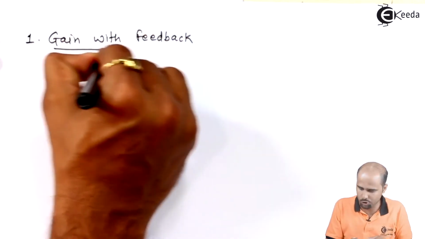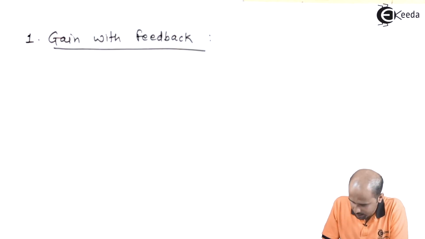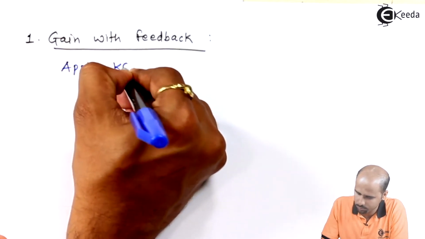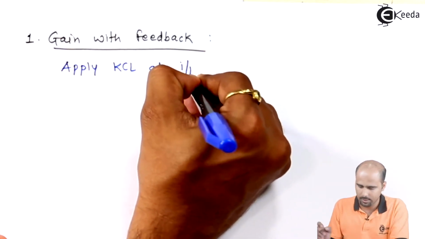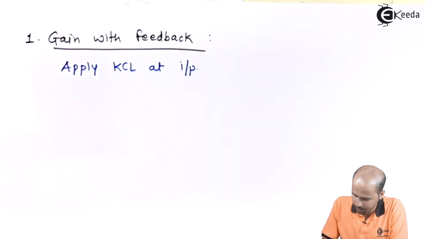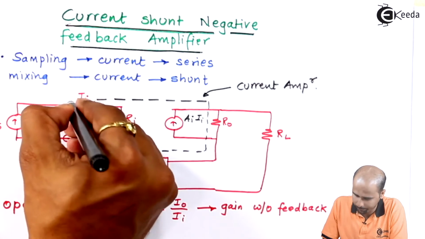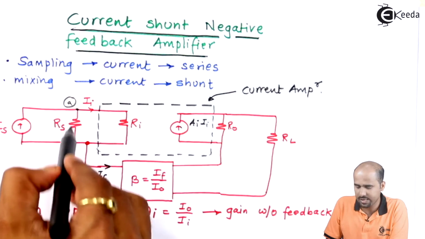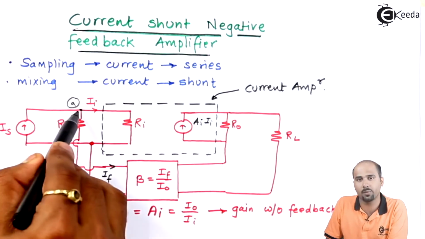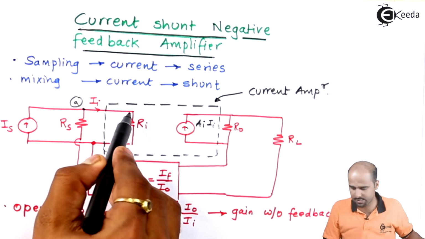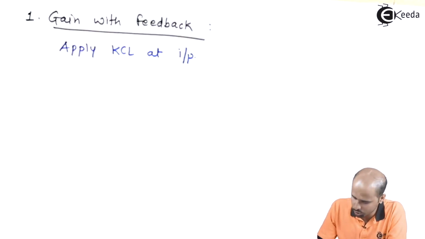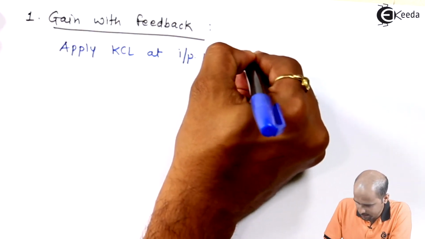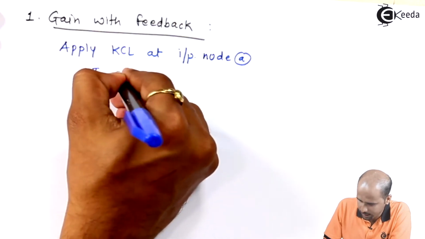For gain with feedback, we'll start with KCL. We'll apply KCL at the input. Where do we have to apply the KCL? We'll apply the KCL at this particular part, which we'll call node A. The current flowing through this branch is IF. The total current is IS, and the current in the other branch of RI is II. So KCL at input node A gives IS is equal to IF plus II.